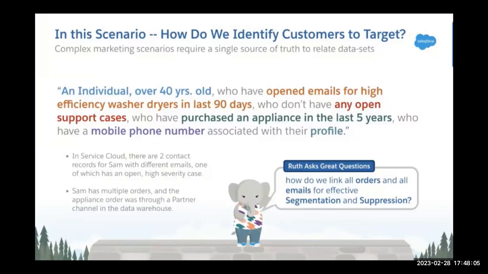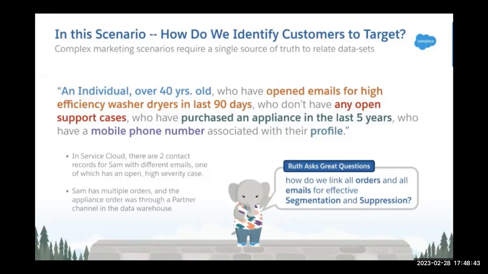If you look at the scenario, it has an individual profile, it has Marketing Cloud engagement data, it has the Service Cloud data, and it has your B2C Commerce Cloud data as well, because he purchased an appliance in the last 5 years, which is B2C Commerce transactional data. He has a mobile phone number, which is nothing but your unified profile, and the mobile phone number may have been given in a B2C Commerce record. So these are all associated with a single profile, a person for whom we are bringing all the data together, and then unifying and creating one single profile.